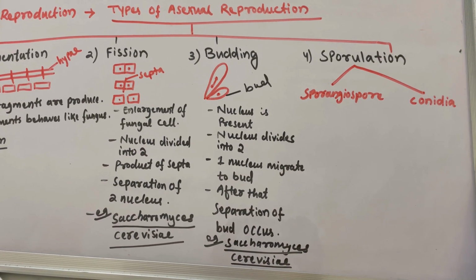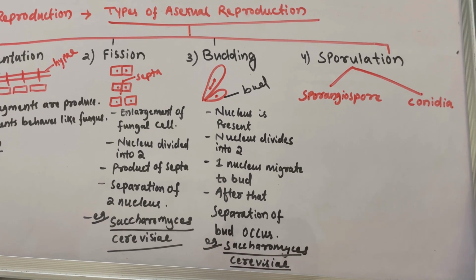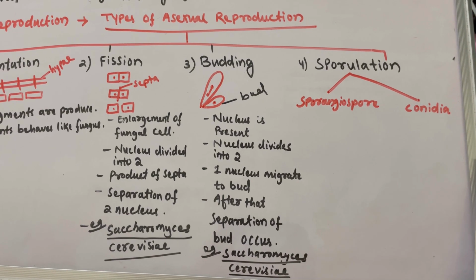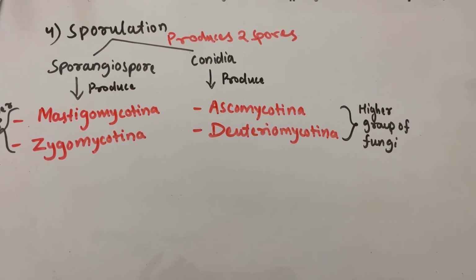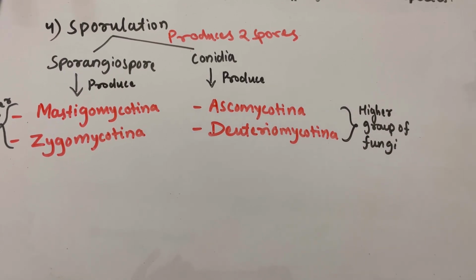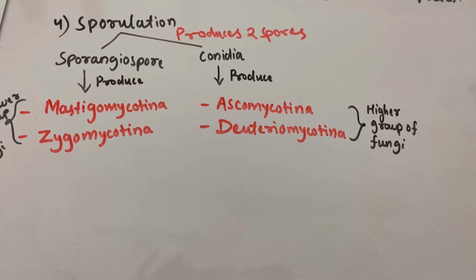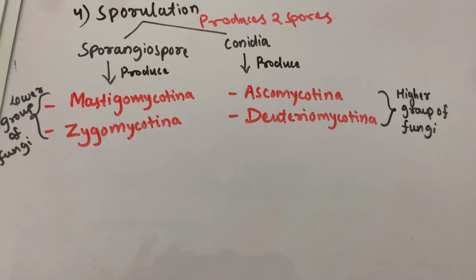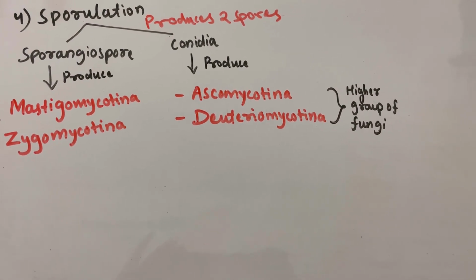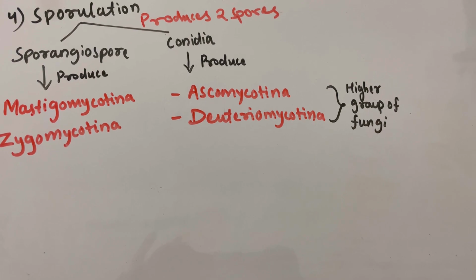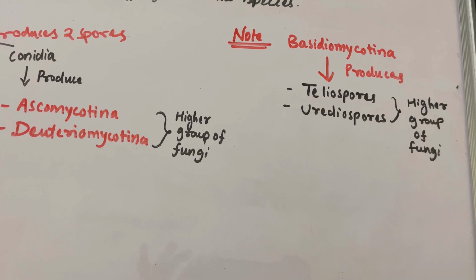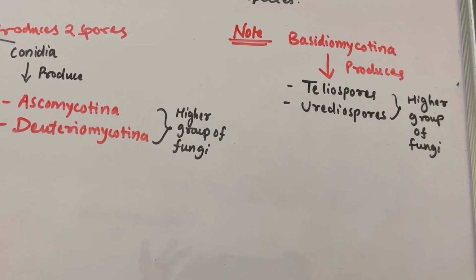Now the fourth one is sporulation. Sporulation is divided into two. One is sporangiospore and another is conidia. The sporangiospore produces Mastigomycotina and Zygomycotina, which are the lower group of fungi. The second one, conidia, produces Ascomycotina and Deuteromycotina, which are the higher group of fungi. One thing you have to note is that Basidiomycotina produce Stylospore or Urediospore, which are the higher group of fungi.